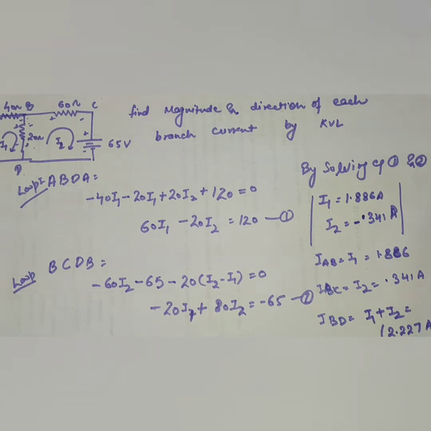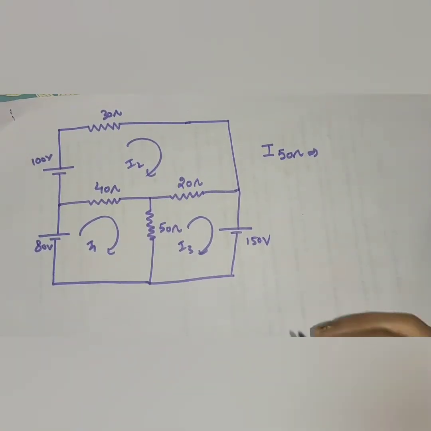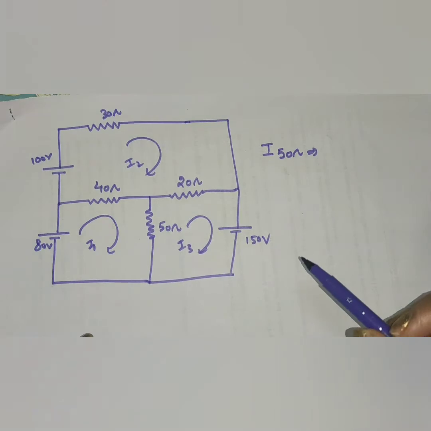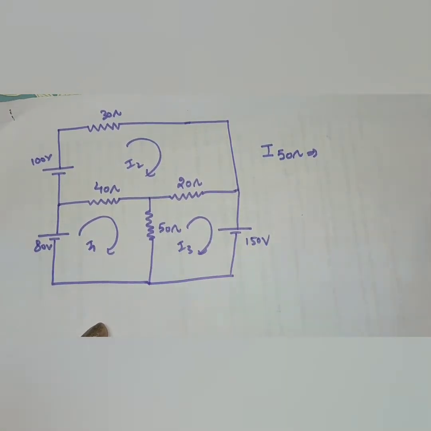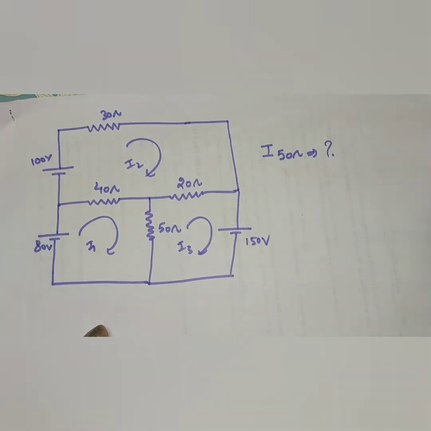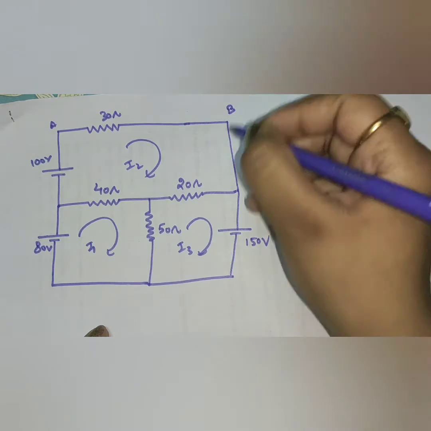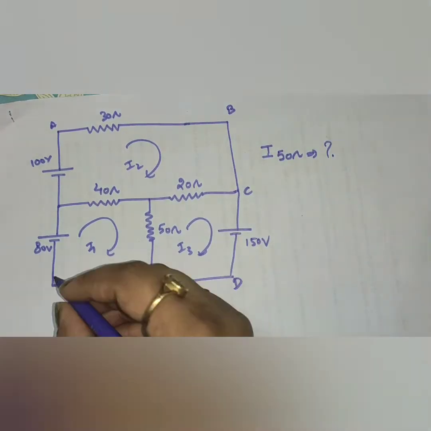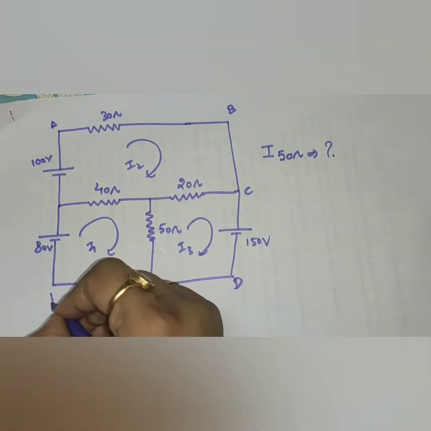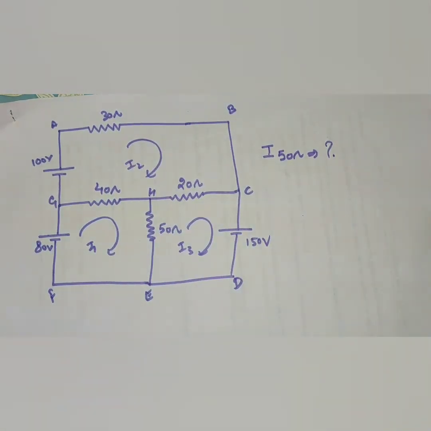So this is our mesh analysis. We will do one more problem regarding this. Our next question is to find the current in the 50 ohm resistance. How can we solve it? Let's mark the points A, B, C, D, E, F, G, H.